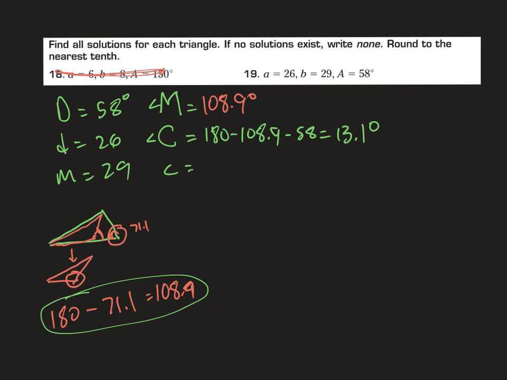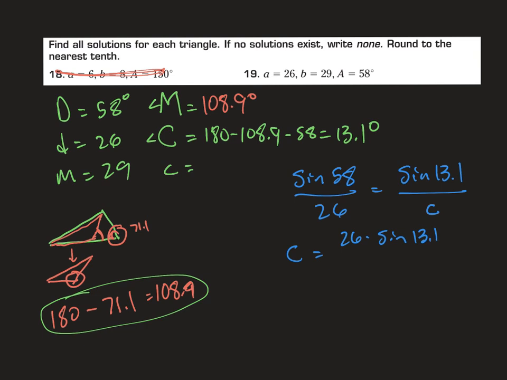And for the other side C, we're going to have to use the law of sines one more time. So go back to sine 58 over 26 equals, and then we'll do sine of 13.1, our new angle, over side C. And so side C is going to be the answer to 26 times sine of 13.1 divided by sine of 58. Again, we're going to use our calculator to crank that out, and we'll see what we get. And when I typed that out, I came up with about 6.94. We're going to round that off to 6.9 because it says round to the nearest tenth.